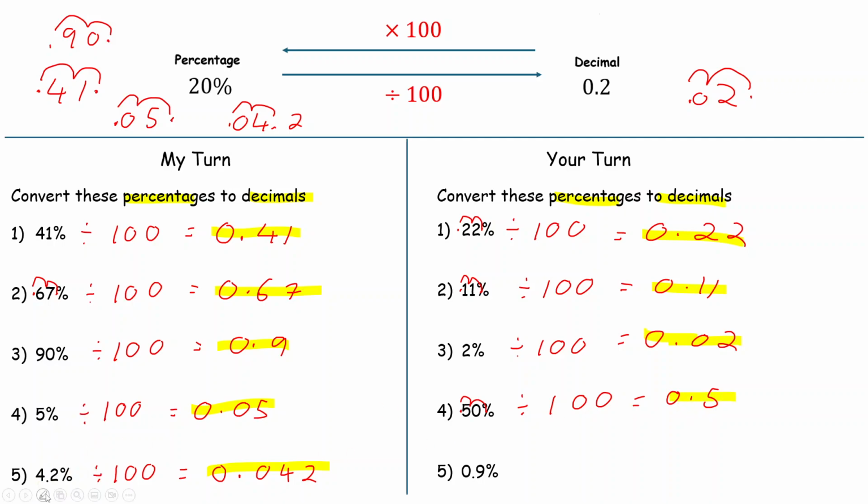And then last but not least, we've got 0.9%. We're going to be dividing this one again by 100. So if you've got 0.9% and you're going back by 1, 2, put your point here, put in a 0 here, we're going to be getting 0.009. So 0.009 is your answer for this one. Okay, so there we go.